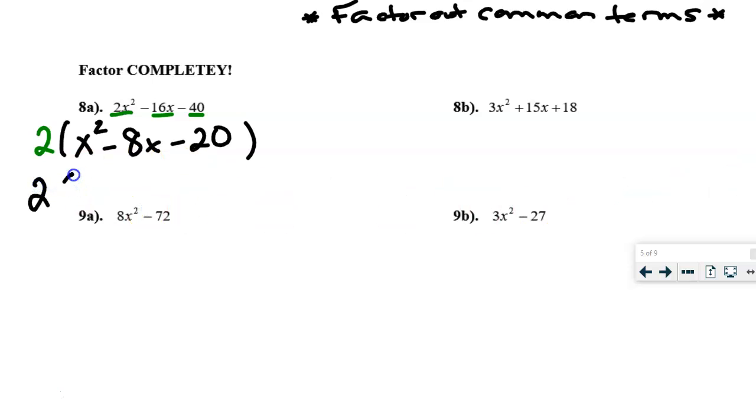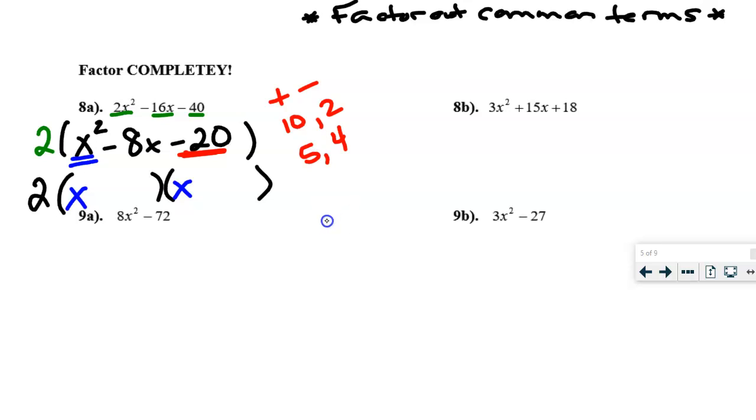Keep the 2 in front, and this is one of those easier ones because the coefficient is a 1, so what times what gives you x squared? Well, that's really easy, right? That's got to be an x and an x. And then you got to think about your terms right here, multiplying to negative 20. So I know my signs have to be positive and negative, but my factors for 20 would be like 10 and 2, and 5 and 4. So maybe I'll think about my numbers for a moment, and I'll settle on negative 10 and positive 2.